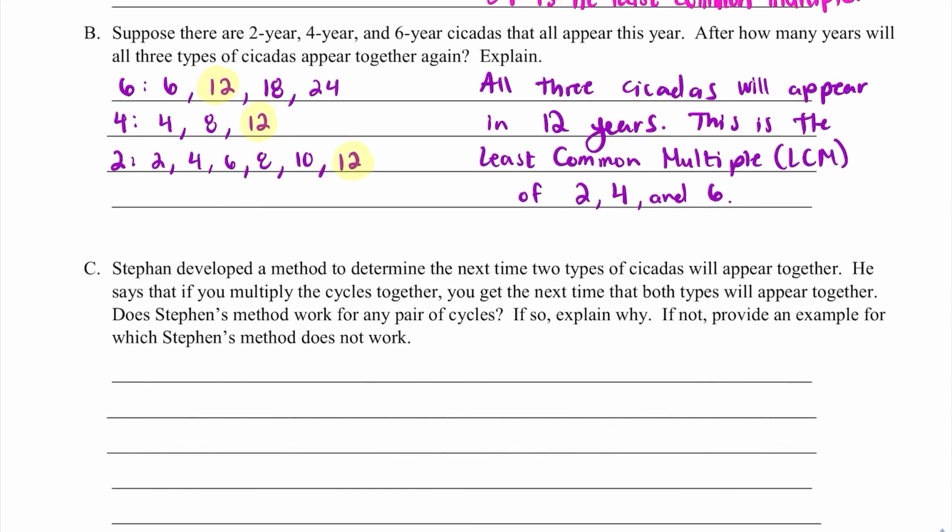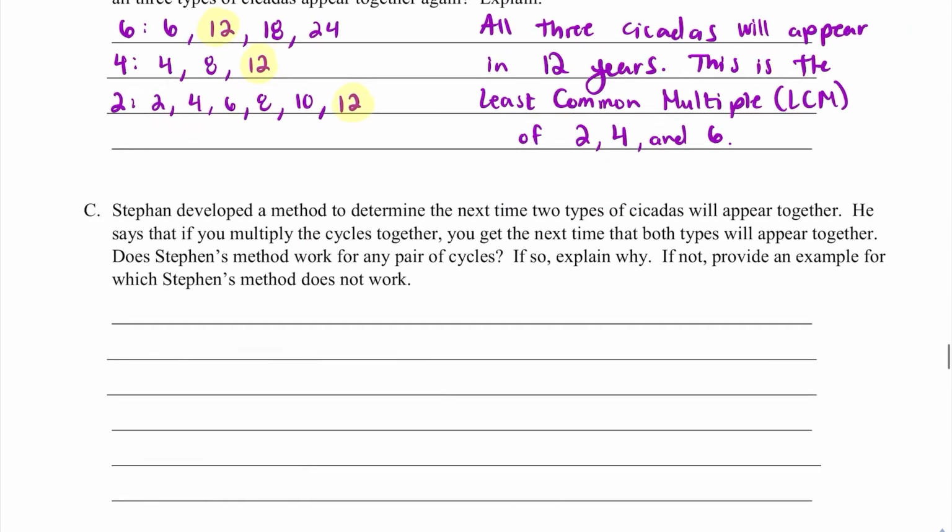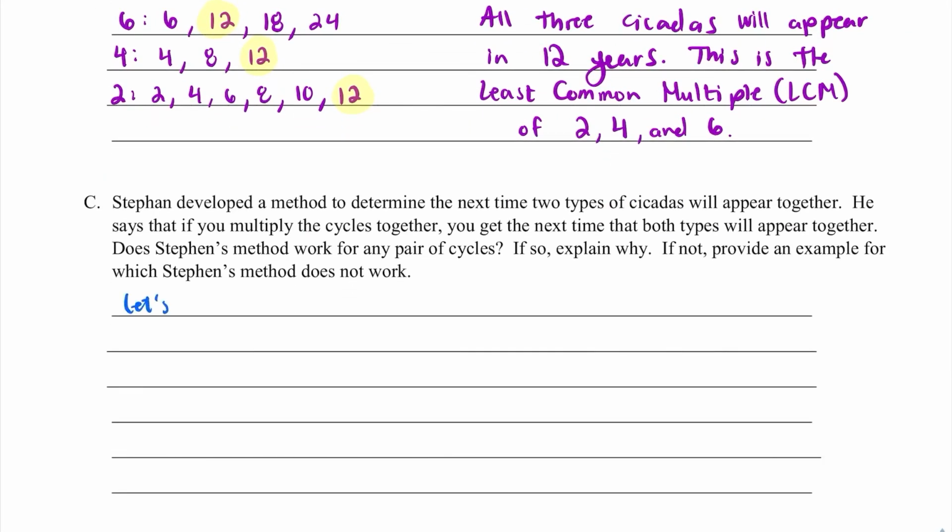Okay? So we're kind of being like lawyers here. We got to make some arguments. Either you're for his method or you're against his method, and you have to prove it. Okay? So we're going to test a few examples here. So I'm just going to draw from this page. Let's take a look at 13 and 3. So let's test the 13 and 3-year cicadas.